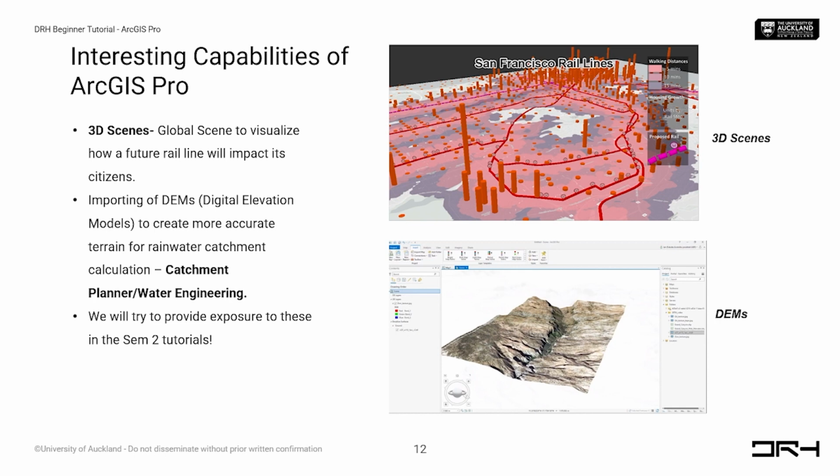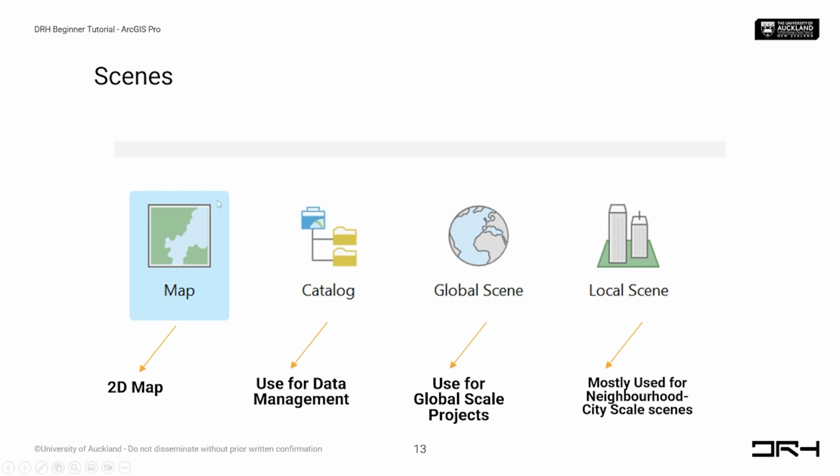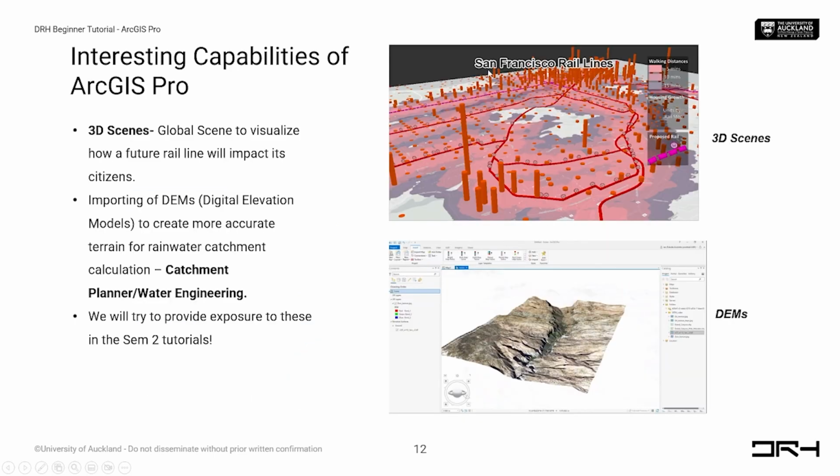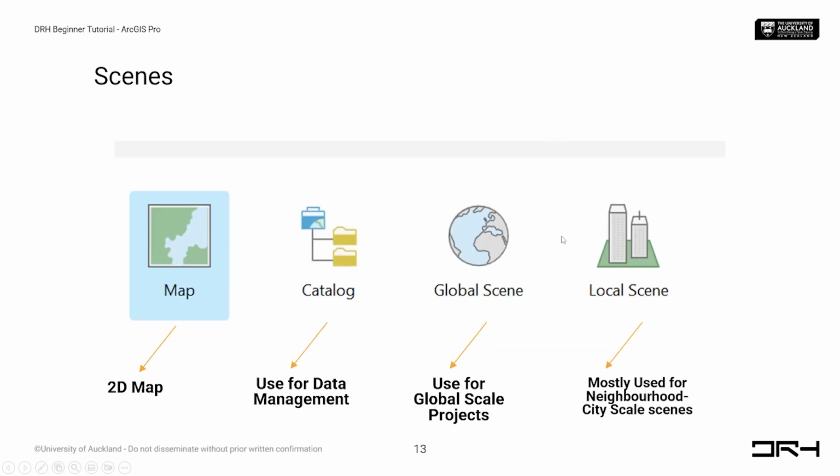We will try to give you more exposure to these in semester 2 during our tutorials, which will be more advanced intermediate. But we're just starting off with these beginner tutorials in semester 1. Lastly, map, that's the 2D map. Catalog is obviously your data management. Global scenes is what you saw before, at this sort of scale. And local scene is more 3D local scenes.